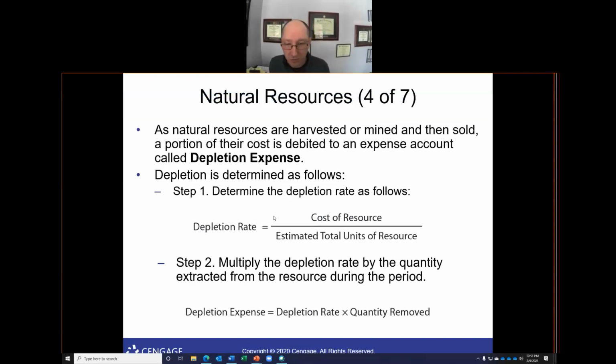What about depletion? Depletion's interesting. Some companies, their job is to deplete land resources. For example, a company grows and cuts down trees for paper or for lumber. In that case, they have what they call a depletion expense. And just like before, there's a couple of steps you need to follow for depletion. Step one, we figure out the depletion rate. You take the cost of the resource, divide it by the estimated units of the resource. In other words, how many pages I can get out of the tree.